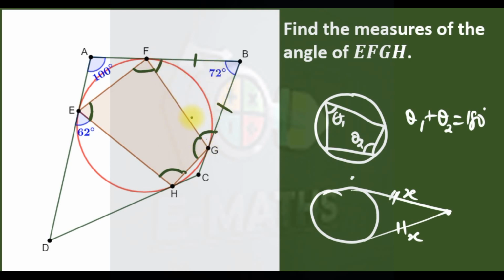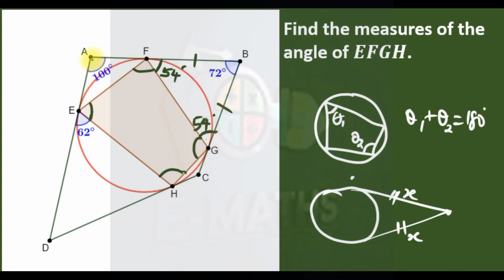180 minus 72 is 108. 108 divided by 2 is 54. So each of these is 54 degrees. Do you get it? They are the same. So if you add these angles, you have 180. So that's the first thing.